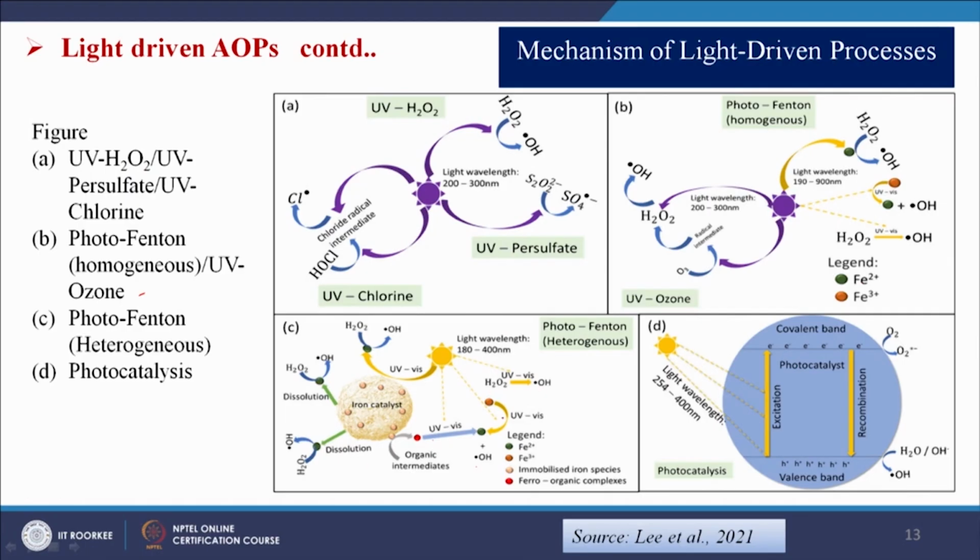So, different types of reactions will be involved in this type of light driven AOPs. In photocatalysis, we have already discussed that there will be a valence band and a conduction band. The conduction band will help to produce this moiety, and the valence band will help to produce the OH dot moiety. These free radicals, that is nascent oxygen and OH dot, are all very powerful agents for oxidation, and the organic compounds will be oxidized.